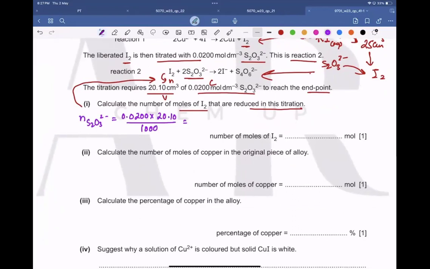Okay, it's 4.02 exponent minus 4, right? So these are the moles of thiosulfate. And if you look at the ratio, it's 2:1. So for moles of iodine, I have to divide these moles by 2, right? Because the ratio is 2:1. So if I divide it by 2, I will get 2.01 exponent minus 4, the moles of iodine. Is this clear to all of you?